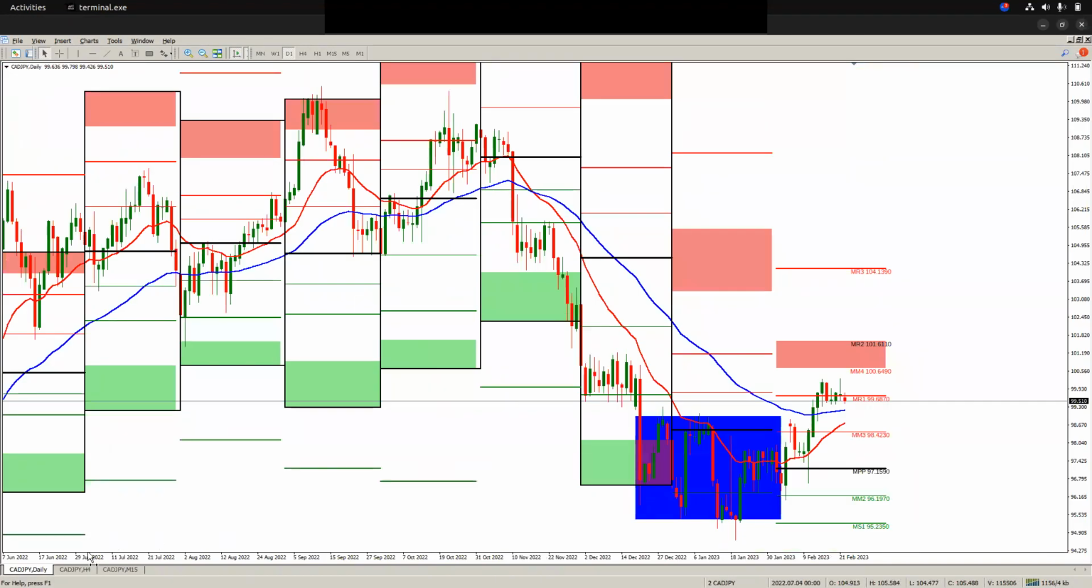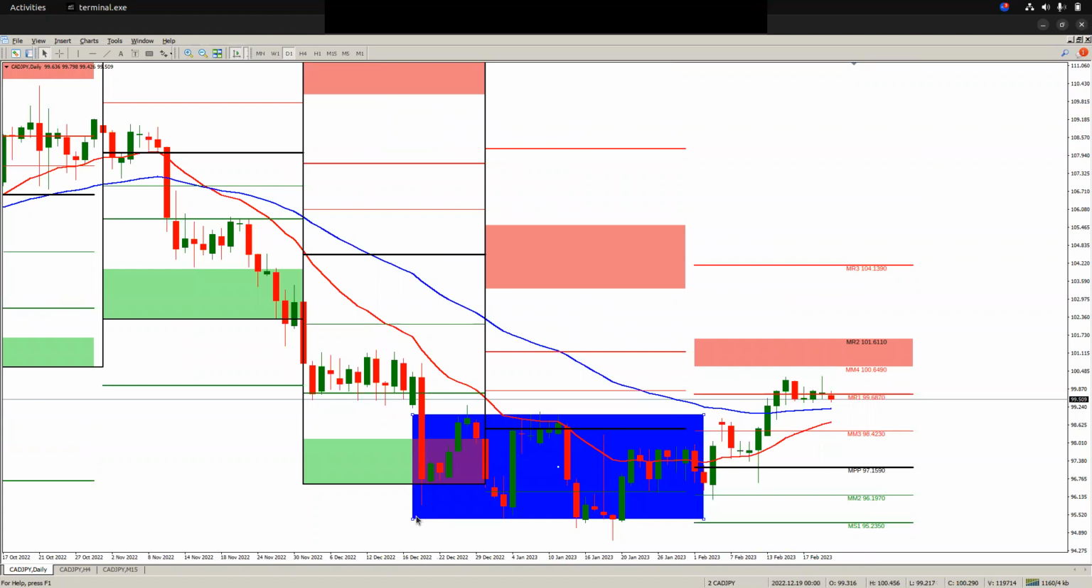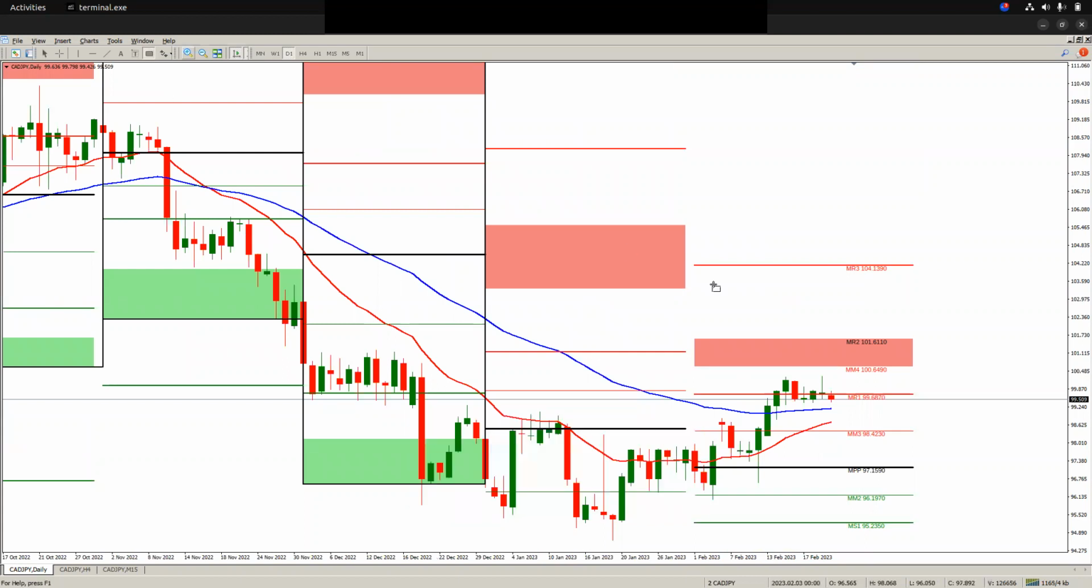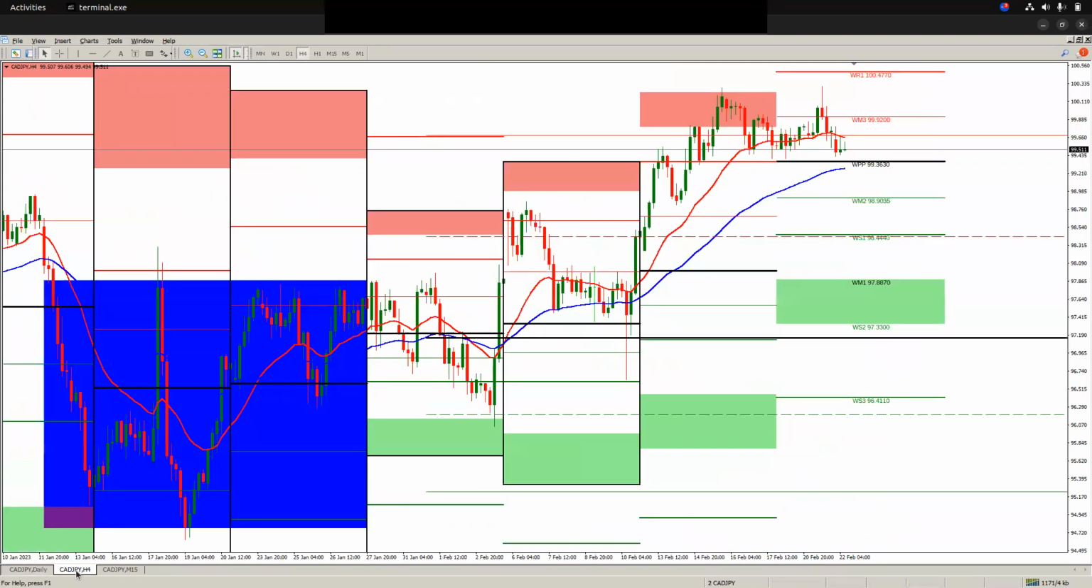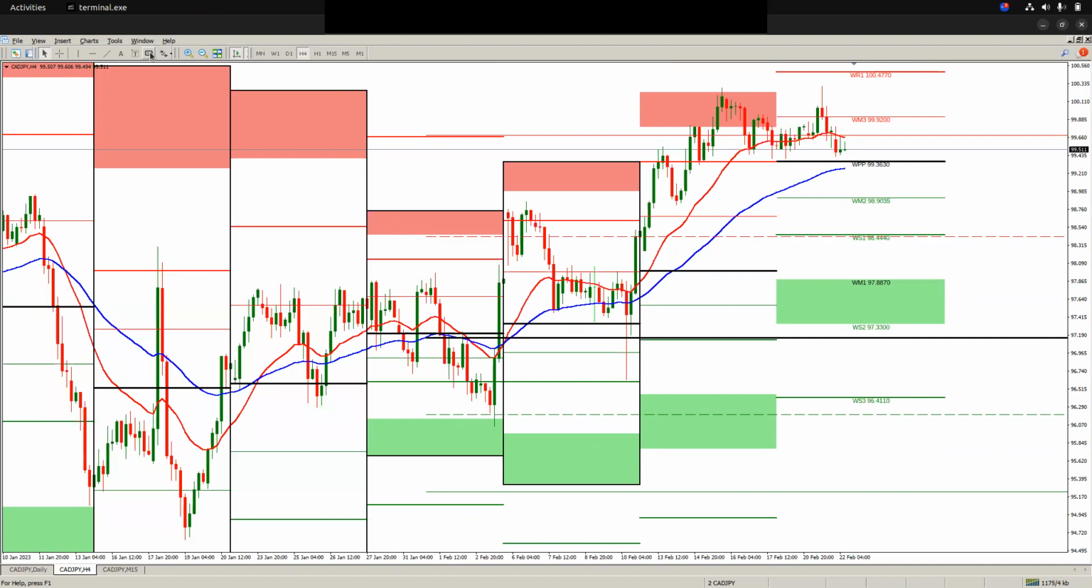CAD yen, you can see price over here forming a new range. Let's just get rid of this. Same thing. Waiting for that lower low, lower high. You can trap price in the range up here. But now you should be getting really good at trading ranges.